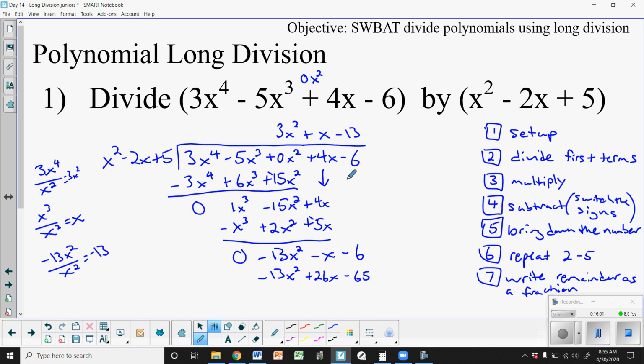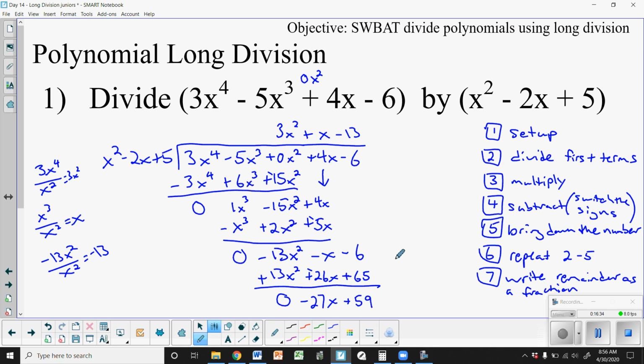All right. And then what do we do after we multiply? We subtract, switch the signs. So now this becomes, let's put the line here first. So it becomes plus, minus, plus. All right, so that cancels out just like it did before. Negative 1 minus 26, negative 27, x. Negative 6, positive 65 will be a positive 59.